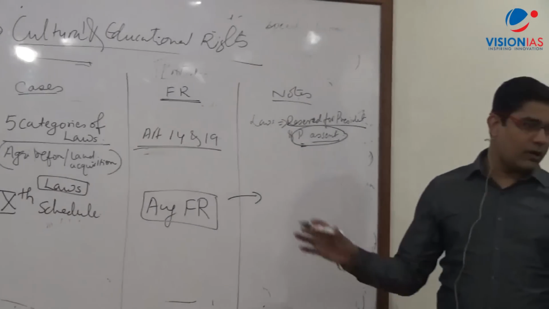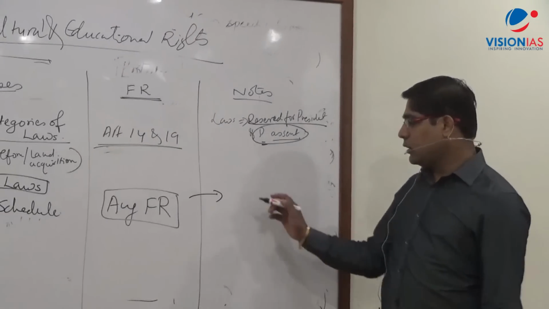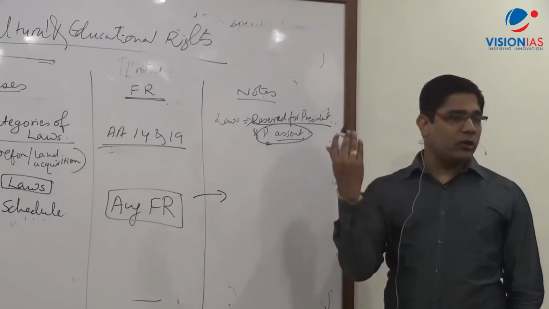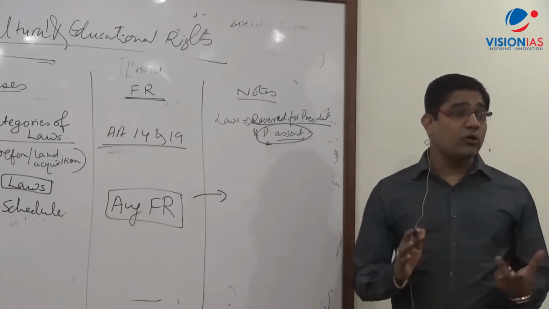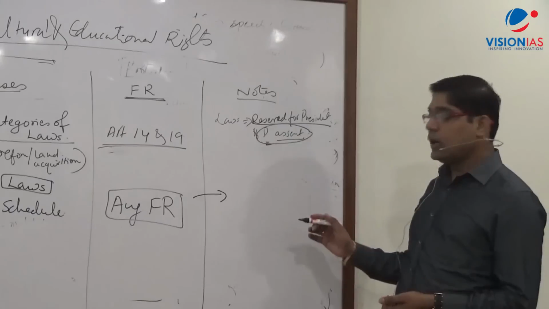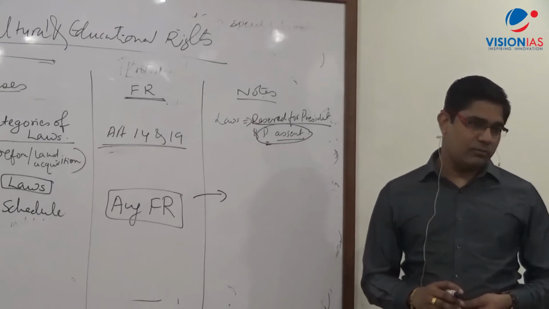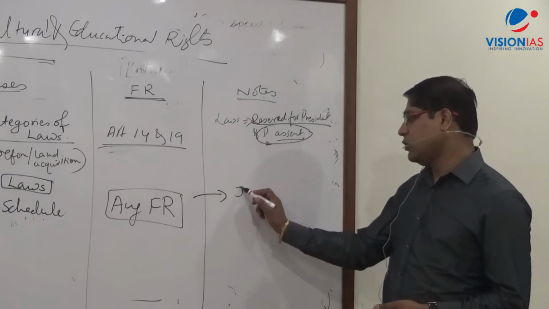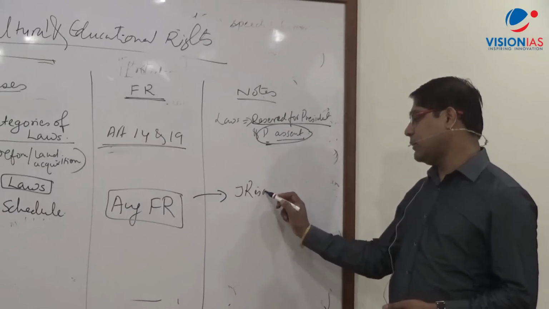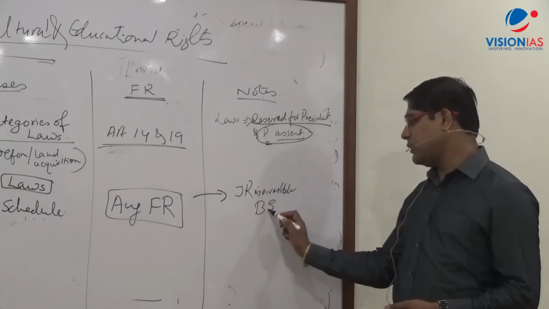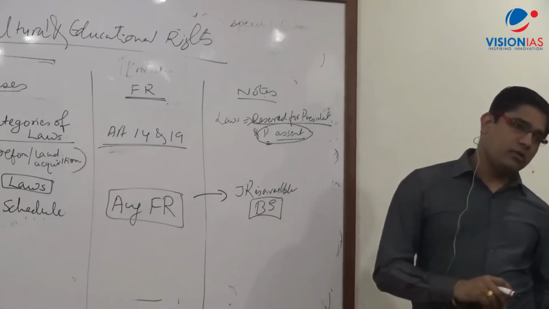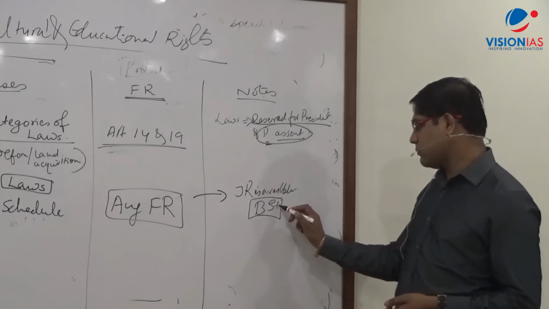After Keshavananda Bharati, today the court has said that okay, you put it into the 9th Schedule, we will not mind it. We will not go for judicial review also until and unless it violates the basic structure. So yes, judicial review is available on the grounds of basic structure.